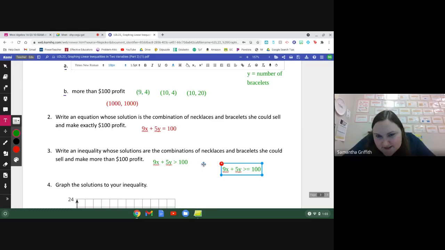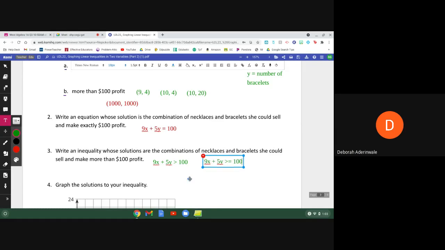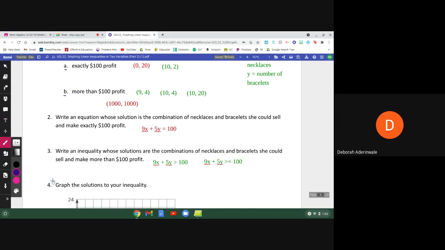Okay. It says, which one is the right inequality with a solution that combines how many should sell and make more than. It's more than, so it's greater than. It's not telling us that it has to be 100. It says more than. Okay. Yeah, I think I get you.